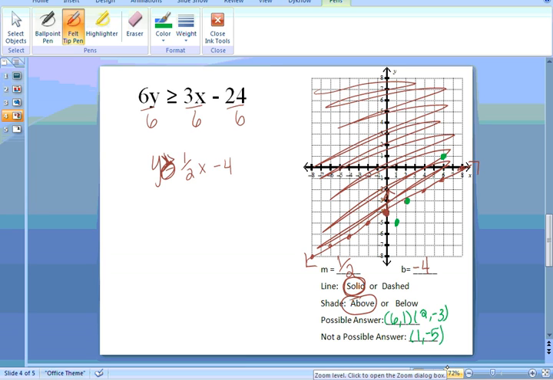And if you want to check that, all you have to do, okay, so if I want to check something that's not a possible answer, you can simply put that in. So 6 times y, so -5, greater than or equal to 3 times x of 1 minus 24. 6 times -5 is -30, greater than or equal to 3 minus 24. So -30 is greater than or equal to -21. That's not true.